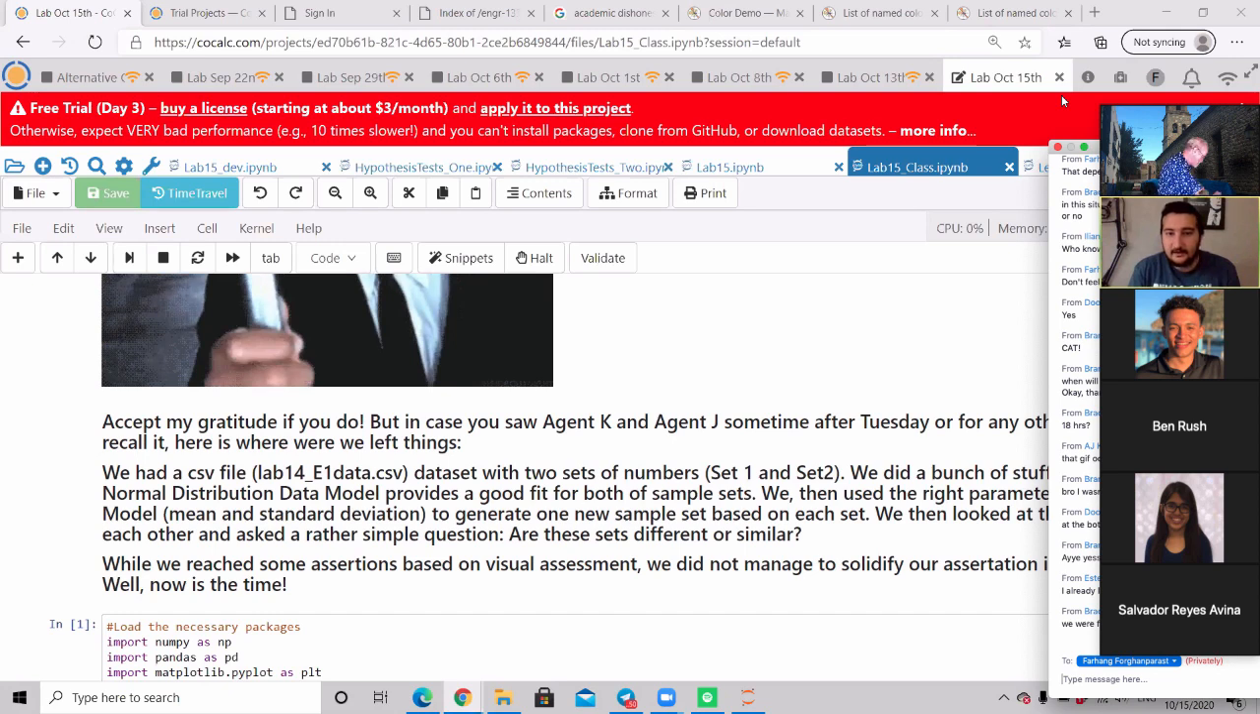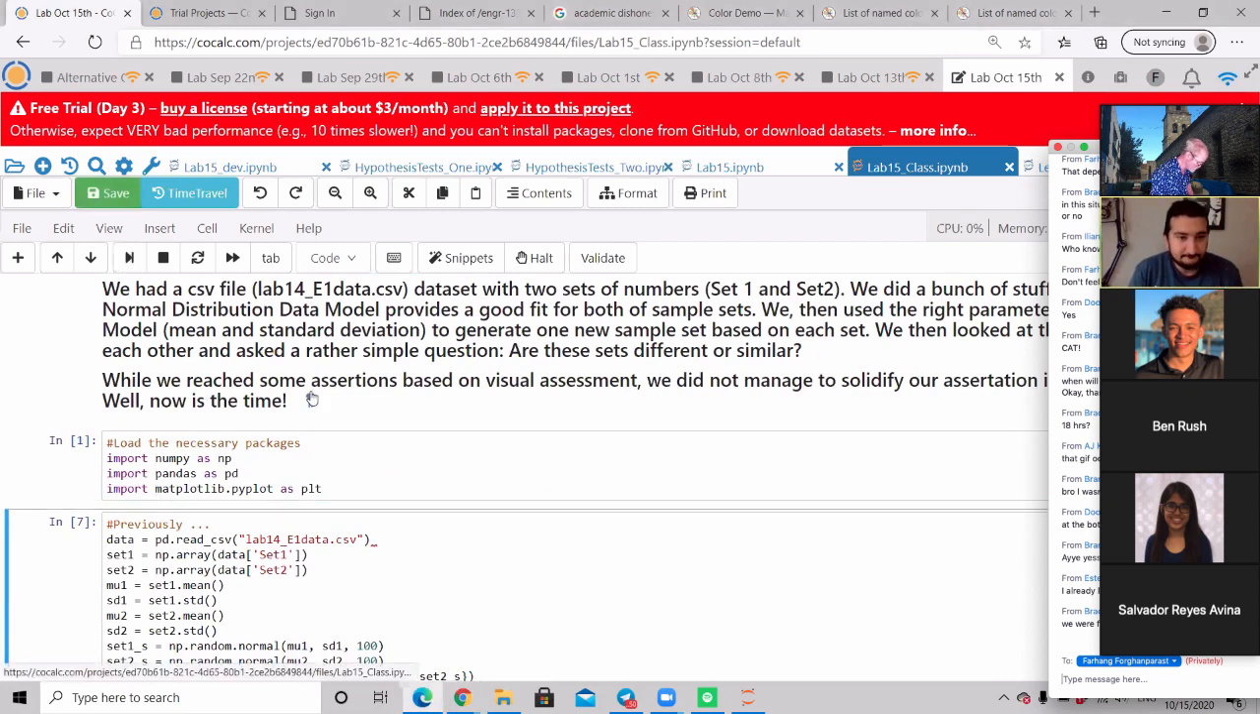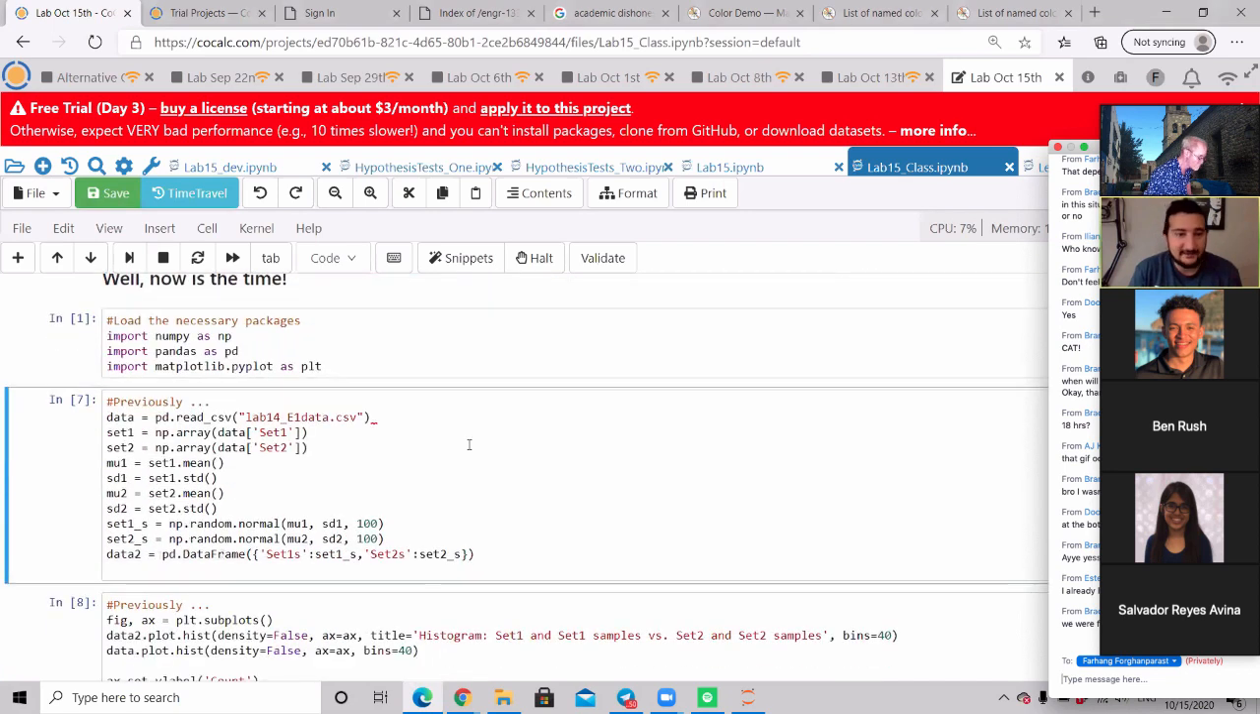And then we used the normal distribution to generate two other samples based on the mean and the standard deviation of those samples. And then we compared them. We looked at them visually and saw them in terms of histograms and box plots. So in the first cell box, we are importing some of our external packages. And then these are basically the steps that we did in our Lab 14.